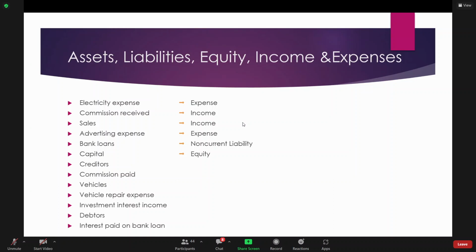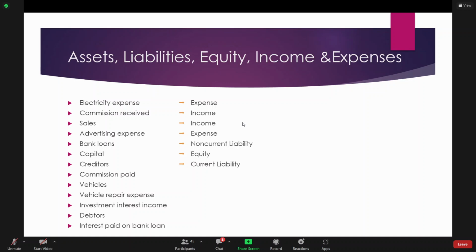Creditors are the ones who gave us a loan. For example, if we take a bank loan, then the bank is our creditor. If we take a loan from Bank of Ceylon, then Bank of Ceylon is our creditor. If we owe them, what are they? Liabilities. Creditors are a liability.